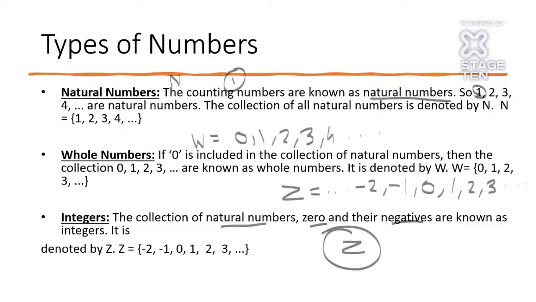Why Z? Because natural numbers we write N, whole numbers we write W, the starting letters. Then similarly for integers, why don't I write I? Why is it Z? Can you guys tell me in the chat box? Why is it so? What's the reason behind it? Yes, you can tell me in the chat box. I'm waiting for your answers.